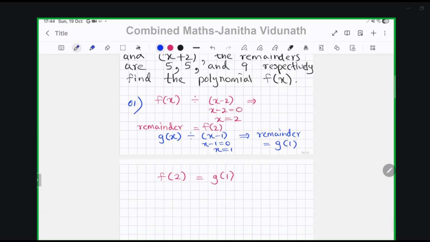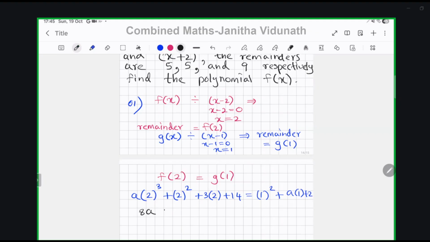Now f2 means a times 2 to the power 3, plus 2 to the power 2, plus 3 times 2, plus 40. This is equal to g1. g1 means 1 squared plus a times 1 plus 2. Now we need to simplify this and find the value for a.